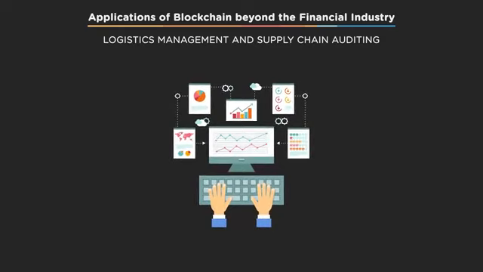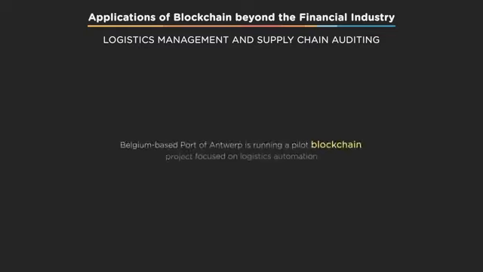The data that has to be entered by users will vary across the different stages of the supply chain. With blockchains, auditing and establishing the authenticity of each step in the logistics system become easier and way smarter than ever before. For example, Belgium-based Port of Antwerp, the second largest port in Europe by container capacity, is running a pilot blockchain project focused on logistics automation.